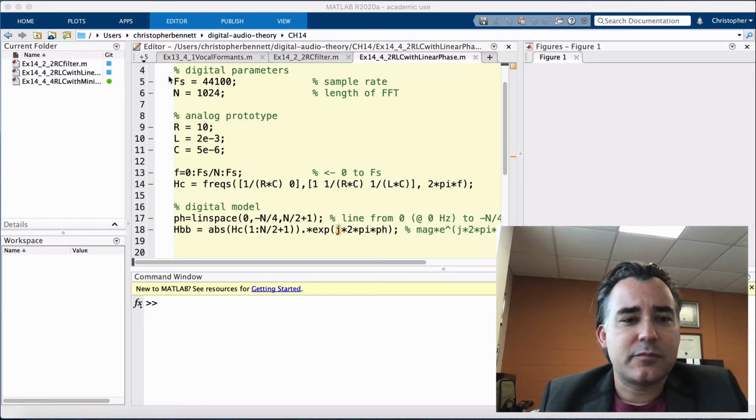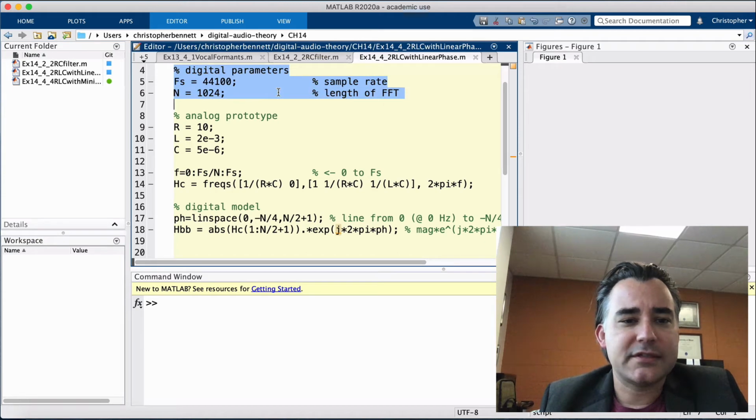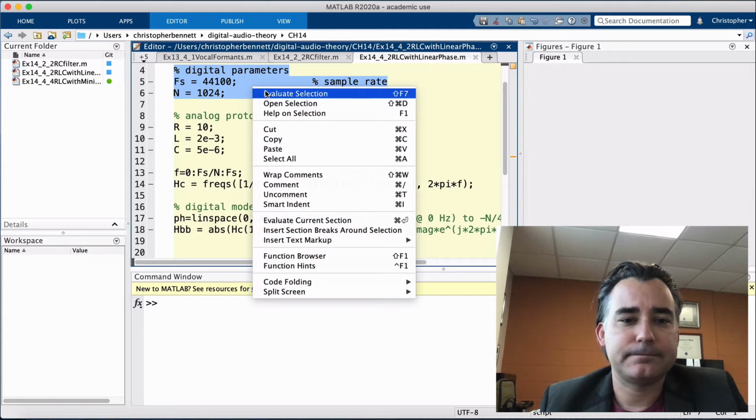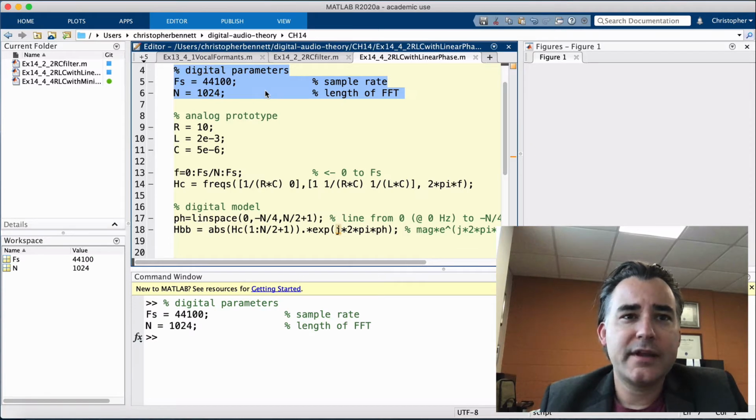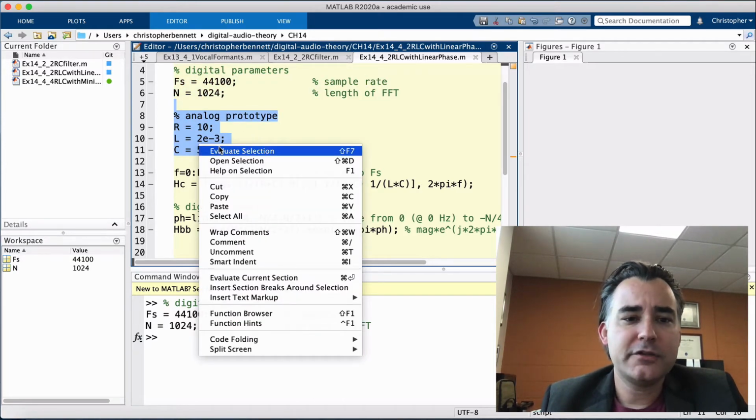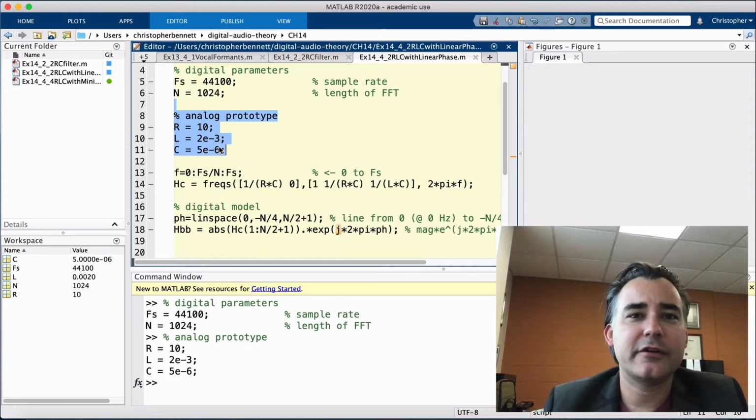So let's first set up our digital parameters. We're going to do a 44.1 K system with 1024 points. That should be sufficient to avoid any sort of time aliasing. Next, let's define our analog prototype. So this is going to be an RLC filter with a resistance of 10 ohms, an inductor with an inductance of 2 millihenries, a capacitor with a capacitance of 5 microfarads. So this is going to have a center frequency of 1.6 kilohertz with a bandwidth of 0.8 kilohertz.